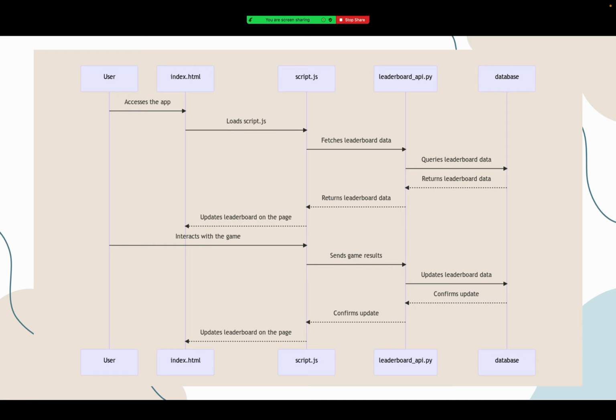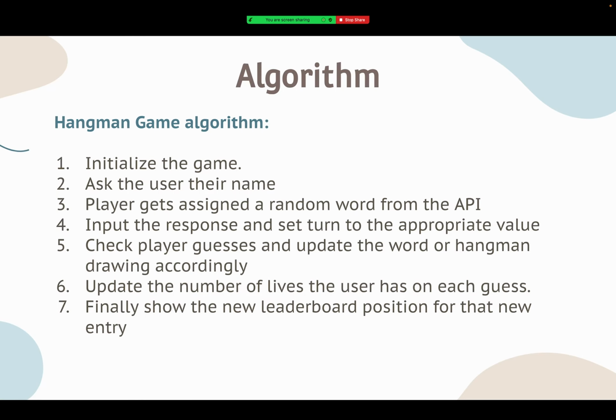so it displays on the index, which is the front end, and then the user either loses the game or wins the game. Either way, it sends the game results pretty much the same way. It sends a POST request to the leaderboard API endpoint, updates the leaderboard data, and then sends it back to the front end. So that's basically what you see behind the scenes.